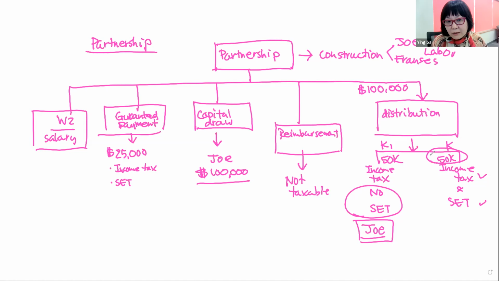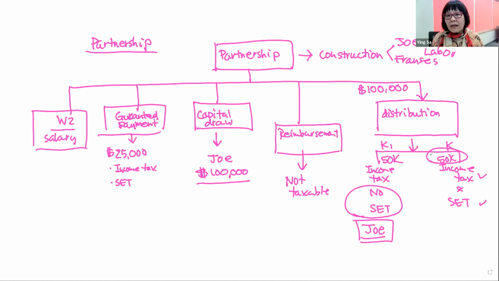All right, so now let's look at this picture again. Under a partnership, when people talk about owner draws, are you able to say that an owner draw is taxable under a partnership? Can you imagine me sitting back and thinking, okay, what do you mean? What is your owner draw? So you could mean W-2, you could mean guaranteed payment, you could mean capital withdrawal, and you could mean reimbursement, and you could mean distribution, right?